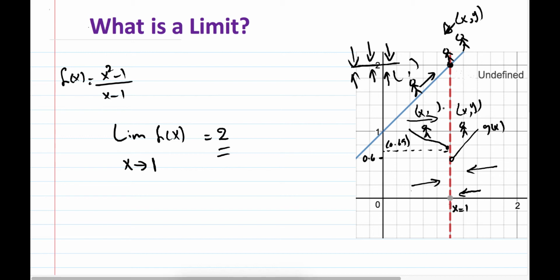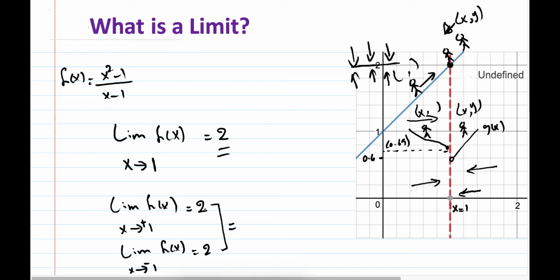The limit from the right hand side has to equal the limit from the left hand side. And the way we denote this, for this particular function, for example, we say that the limit of f of x as x approaches 1 from the right hand side equals 2, and the limit of f of x as x approaches 1 from the left hand side equals 2. If these two values are equal, then the function has a limit. If they are not, the function does not have a limit, just like we saw for g of x.